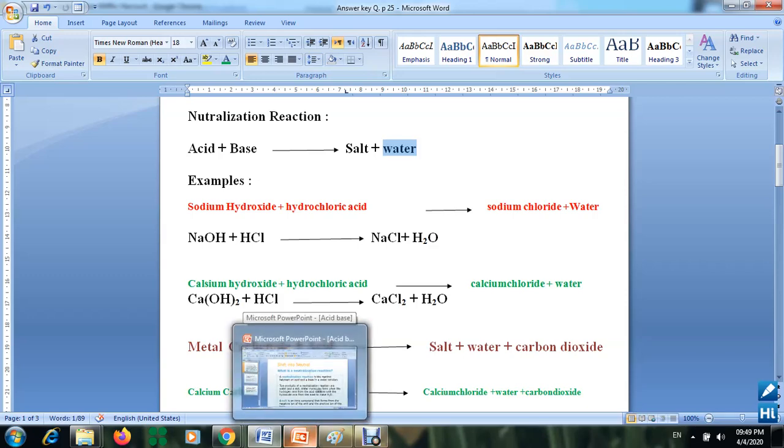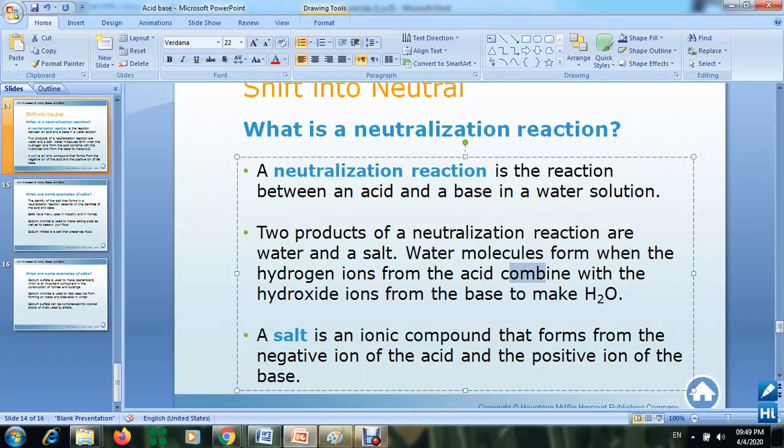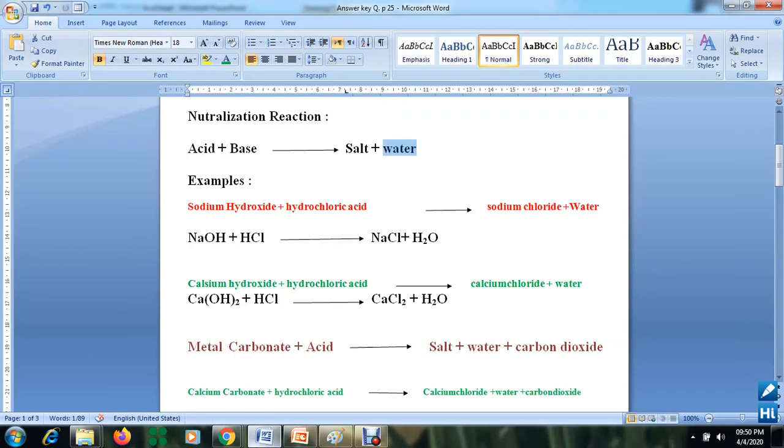Now, what is a salt? What is the definition of salt? Salt is an ionic compound. Here NaCl is the salt. Na is a metal, Cl is a non-metal, so it's an ionic compound. The same thing for calcium chloride. It's an ionic compound.